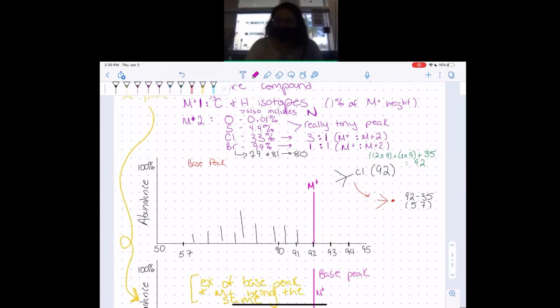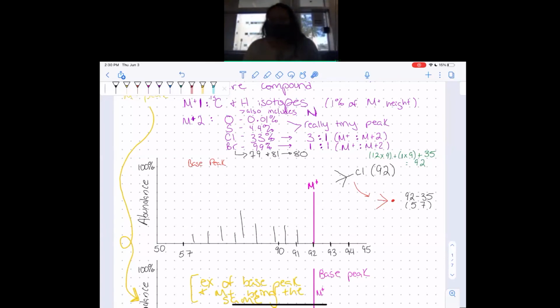Remember, this here is the mass over charge, and the charge is 1. So basically, this is the mass, the x-axis. And the y-axis is going to be the percent abundance.